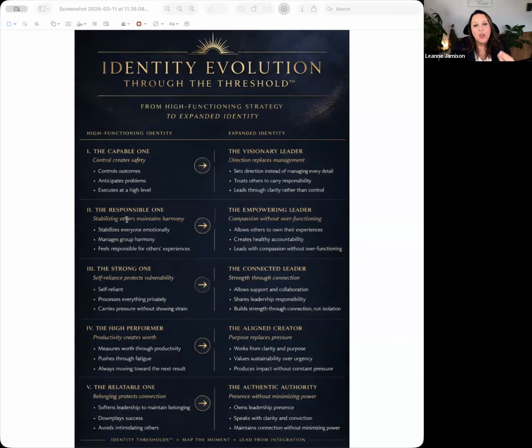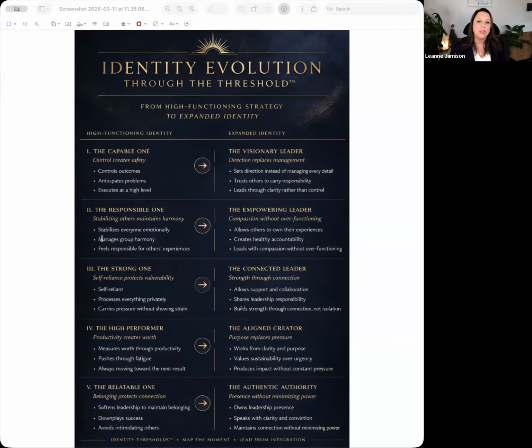You may agree with everything I just said, and you might still feel that quiet resistance to actually letting go. Just know that that resistance is the threshold itself. Don't try to resolve it here, right? We're just naming it. The knowing and the doing are two different things. The work of crossing is what we talk about in the next training. All right, so that's the first one.